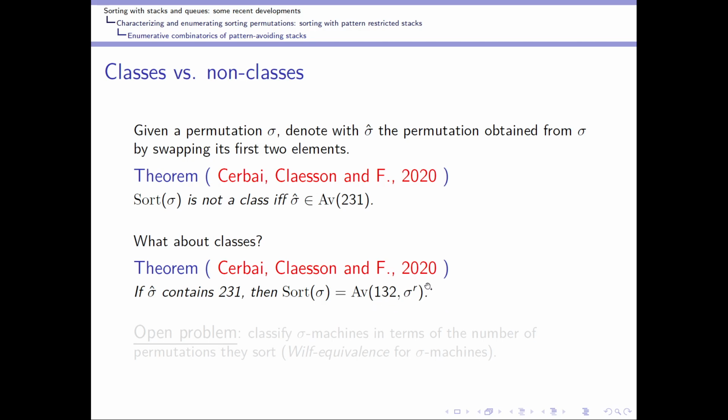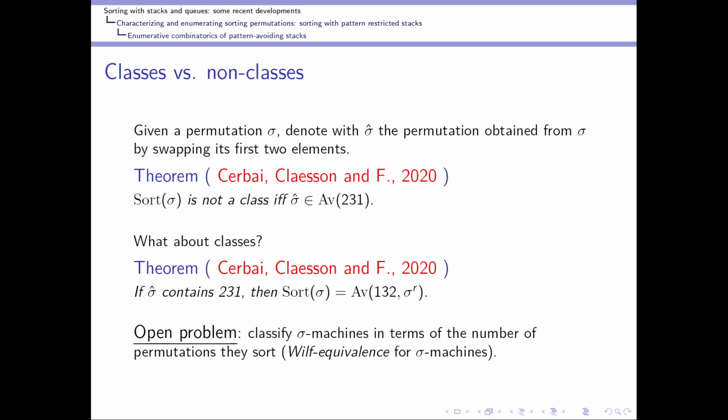In general, this is a proper subclass of the 1, 3, 2 avoiding permutations, unless 1, 3, 2 is a pattern of sigma reverse. Okay. I'd like also to mention an interesting open problem here, which we haven't actually considered yet. The problem is that of providing a classification of sigma machines, so the pattern sigma, in terms of the number of sigma sortable permutations. It may happen that for different sigma, one gets the same number of sortable permutations, so it would be interesting to investigate this notion of kind of Wilf equivalence for sigma machines.